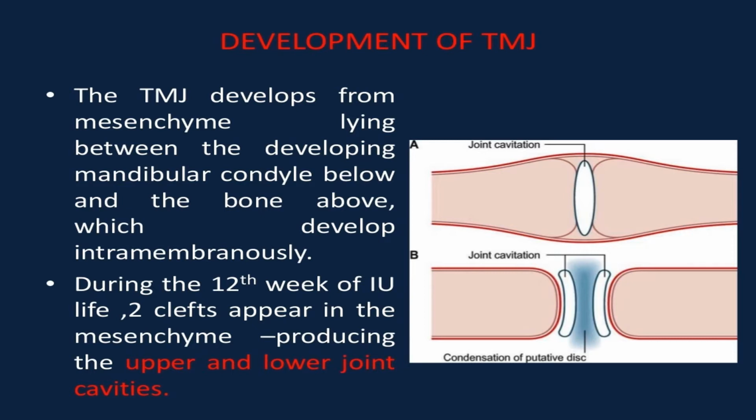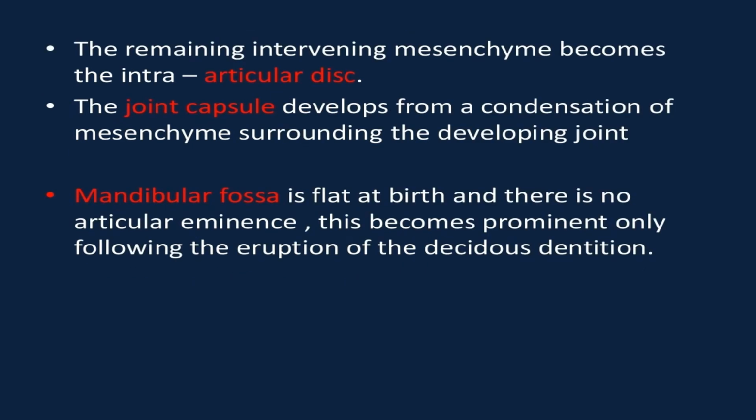Development of TMJ. The TMJ develops from mesenchyme lying between the developing mandibular condyle below and the bone above, which develop intramembranously. During the 12th week of intrauterine life, two clefts appear in the mesenchyme, producing the upper and lower joint cavities. The remaining intervening mesenchyme becomes the intra-articular disk. The joint capsule develops from a condensation of mesenchyme surrounding the developing joint. The mandibular fossa is flat at birth and there is no articular eminence. This becomes prominent only following the eruption of the deciduous dentition.